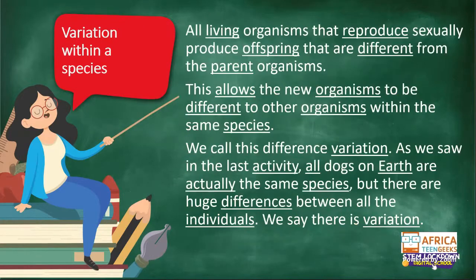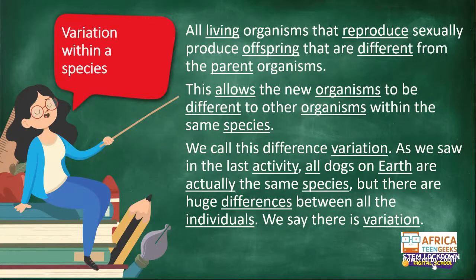Okay, so let's move on. All living organisms that reproduce sexually produce offspring that are different from the parent organisms. Now, this is important that we need to remember this here. The offspring will be different from the parents. Why? If we have a look at how that happens, it is because we have male cells and female cells that fuse together. So the offspring will have traits from both parents.